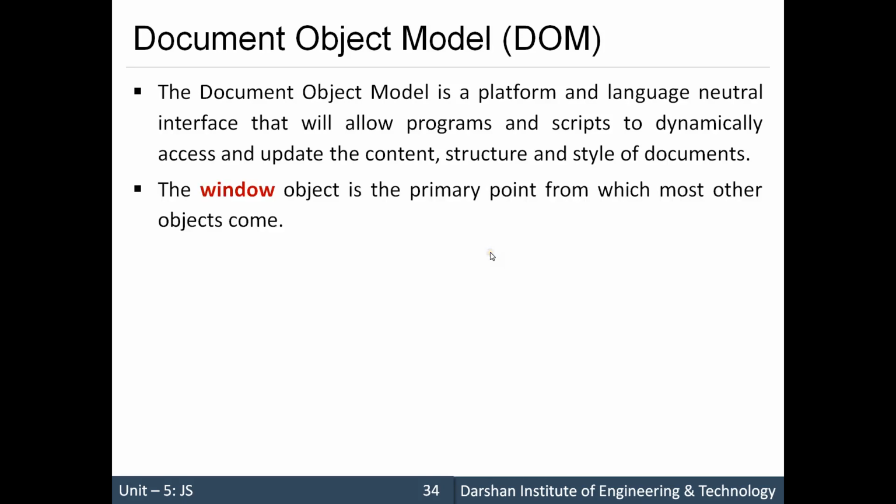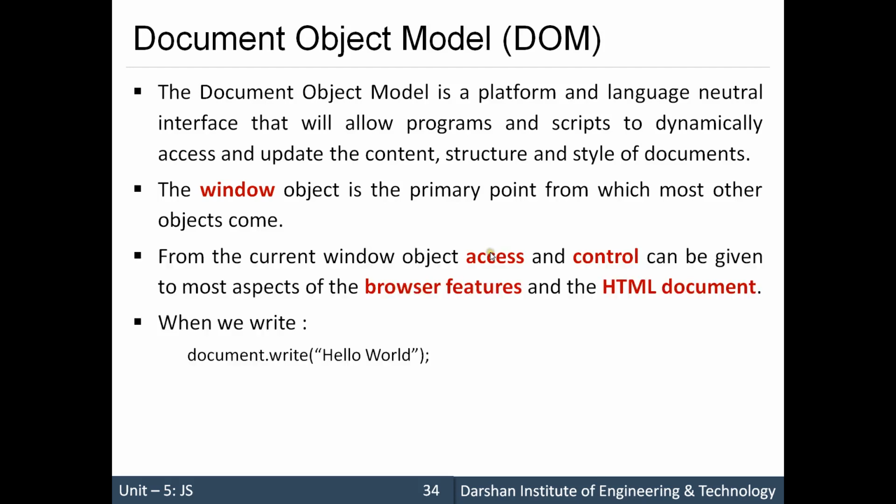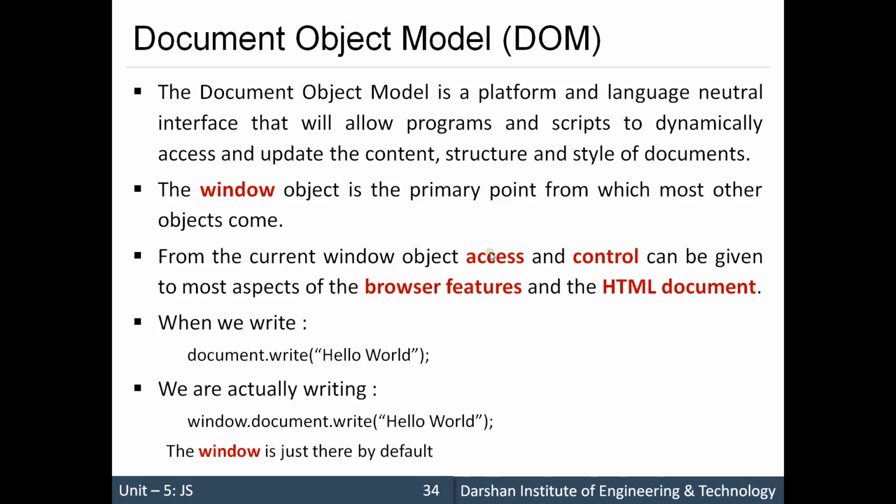The window object is the primary point from which most other objects come. When we see the diagram, you can see that window is at the top and all the other objects came from that. So when we write document.write to display the content inside our HTML, we are basically writing window.document.write, because window is by default there. We need not write it, because the document object came inside the window object.